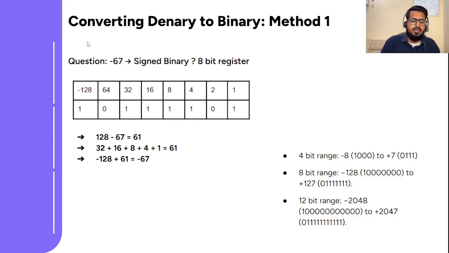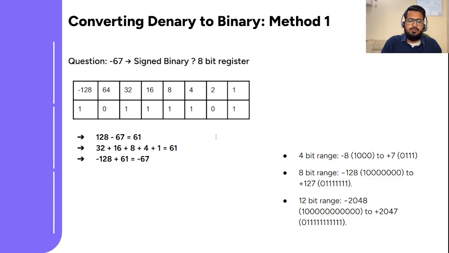And so we will get the same answer, 10111101, right? But it becomes easy to convert the 61 into binary instead of converting minus 67 to binary directly. So yeah, that was it, right?